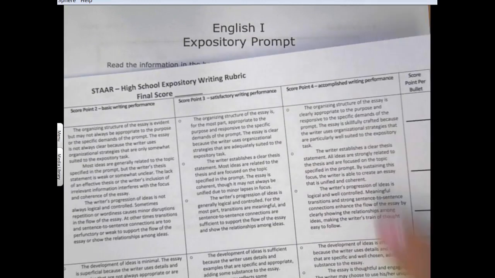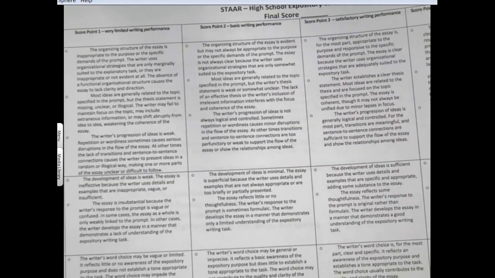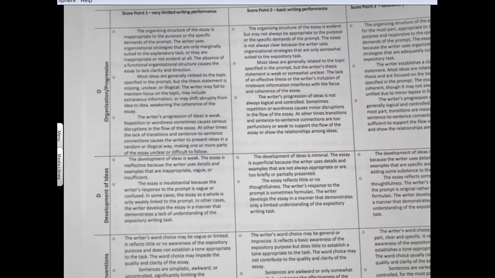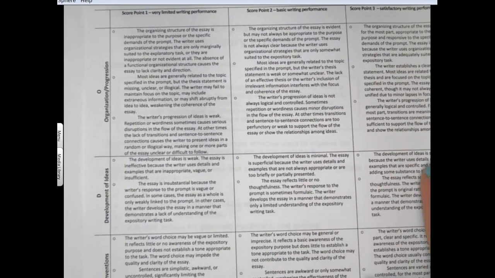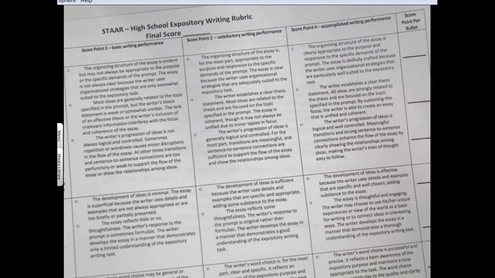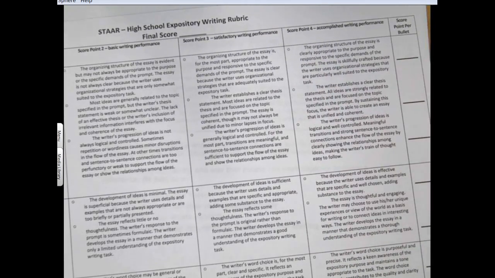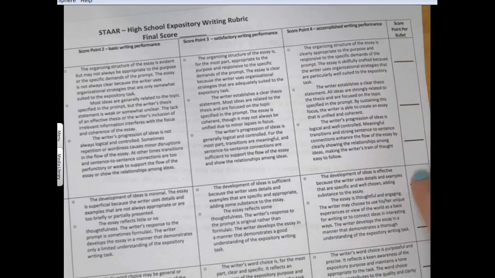You'll repeat the process for development of ideas. The development of ideas is weak, minimal, sufficient, or it's effective. Now if you're going to go with a 4, it's because they have examples that are specific and well chosen, and it really adds something to the essay. And you'd again put your score here.